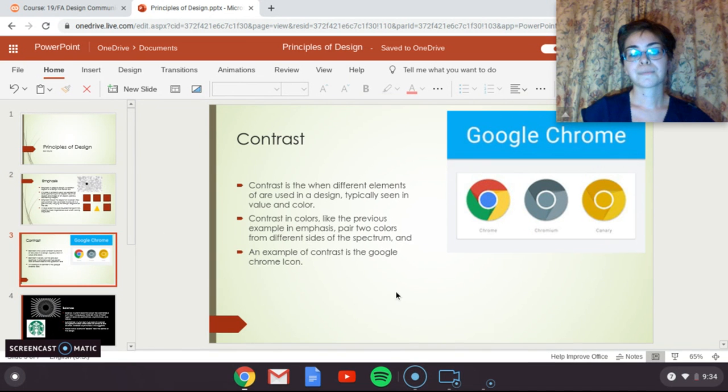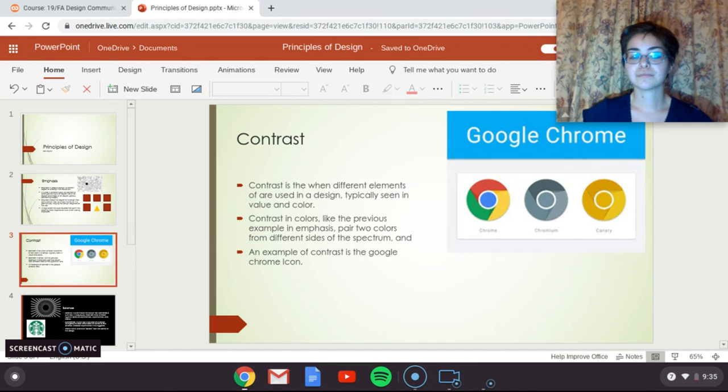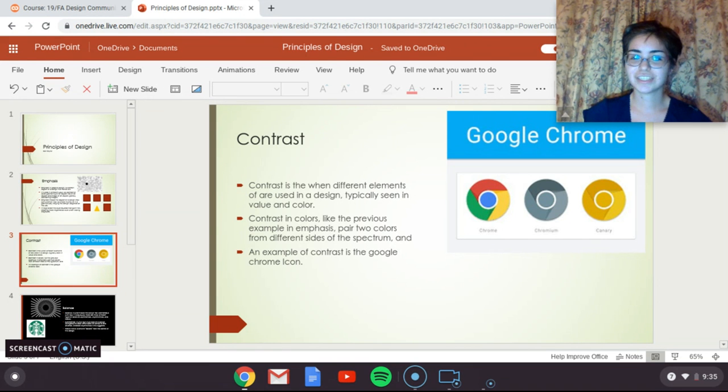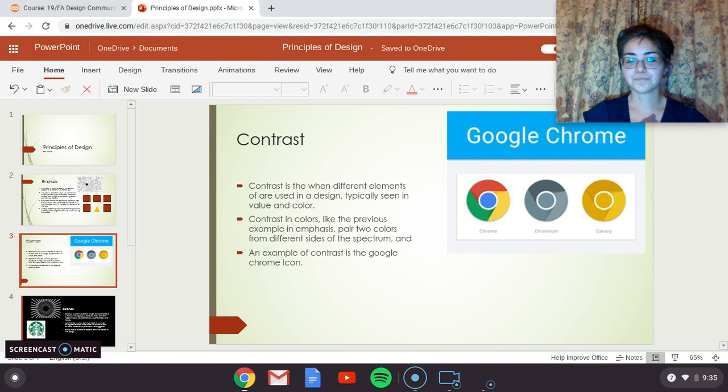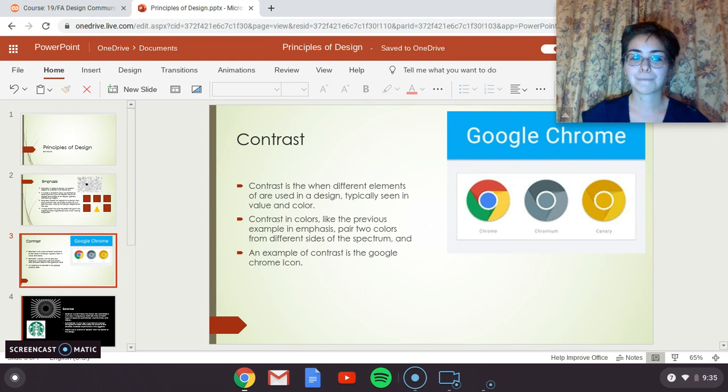Next, contrast is used when different elements are used in a design, typically seen in value and color. Contrast in colors, like the previous example in emphasis, pairs two colors from different sides of the spectrum and makes them either contrast each other in a way that they both stand out, like for instance, red and purple, they complement each other, whereas red with like green, they kind of contrast each other.